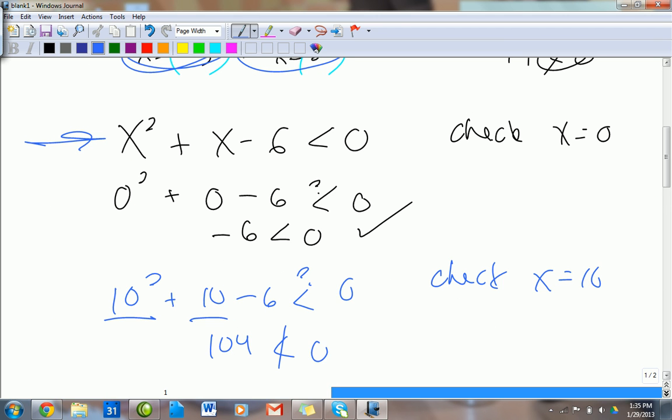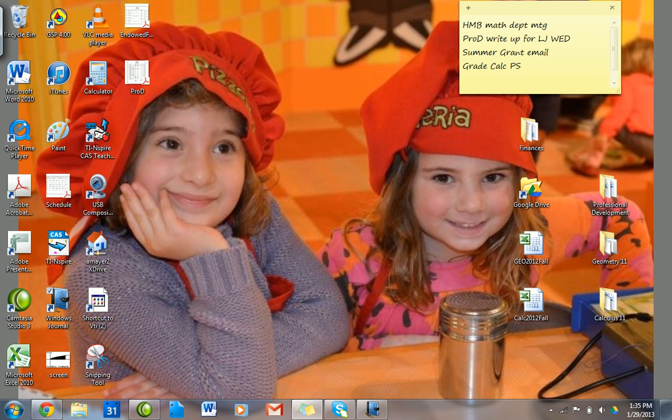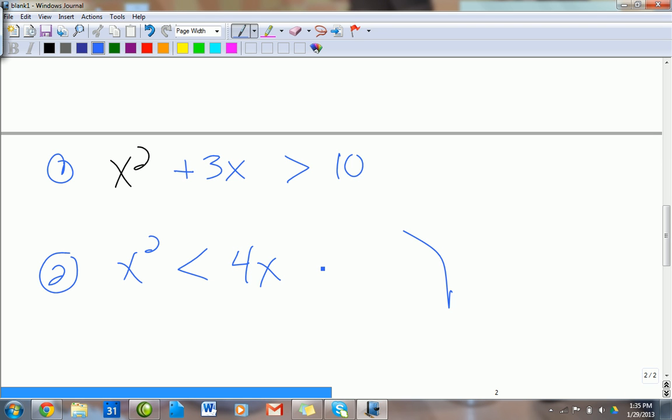Here are 2 problems for you to try right now. How about this: x squared plus 3x is greater than 10. And then I want you to try x squared is less than 4x plus 21. So I want you to take a little peek at those 2 problems.